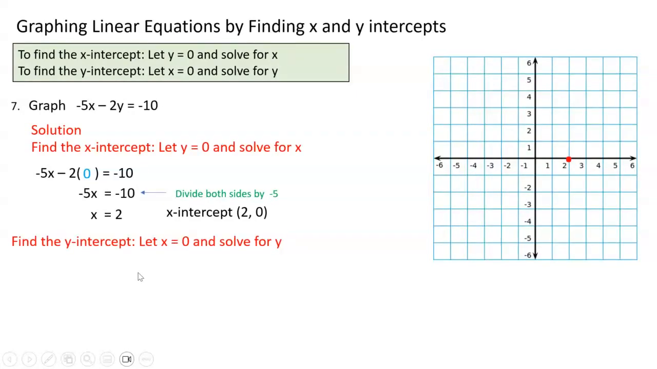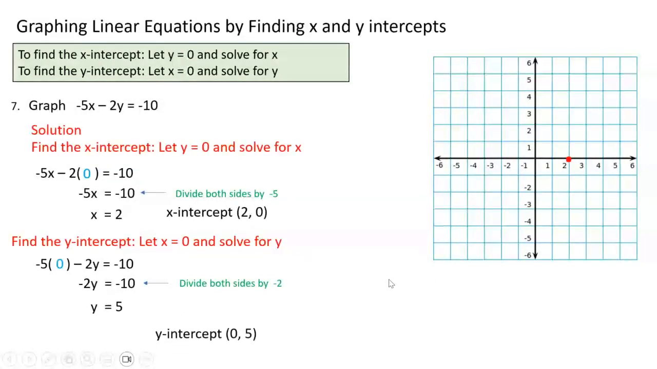Now let's find the y-intercept. So the rule for the y-intercept, we let x equals 0 and we solve for y. So we're going to plug in 0 for x. The result will give us negative 2y equals negative 10. We divide both sides by negative 2. So y equals 5. So the point will be 0, 5. That's my y-intercept. Let's plot the point. It's up here on the y-axis, 0, 5. And now we connect the dots.